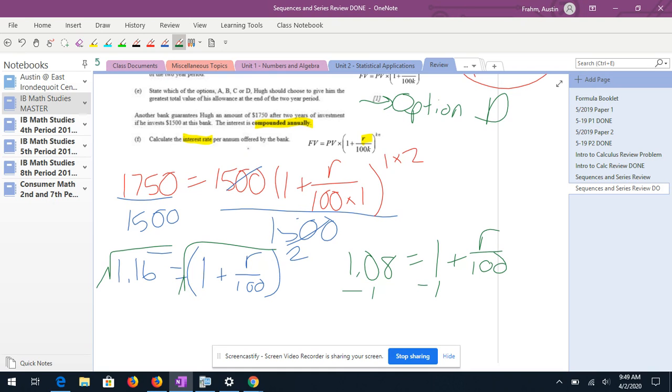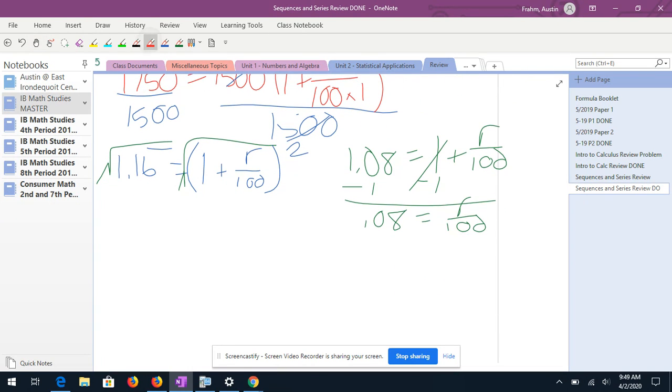Then I would subtract 1 from both sides. We would get 0.08 equals R divided by 100. Last step, multiply both sides by 100 to get R by itself. And R comes out to be about 8%.